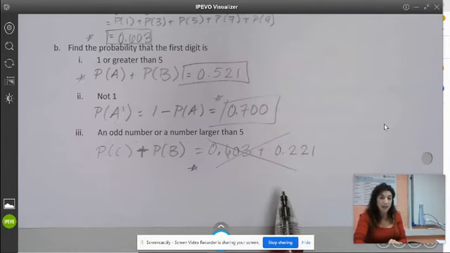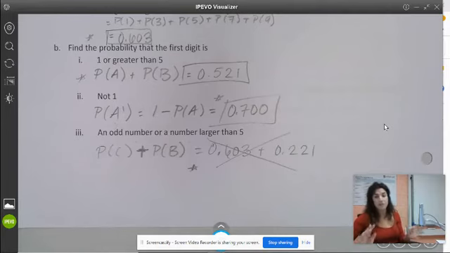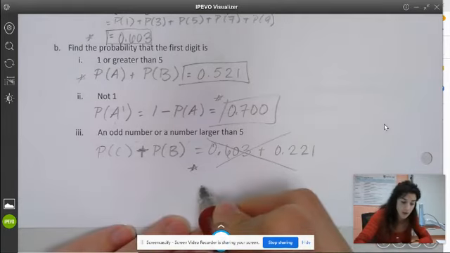So these two events are not mutually exclusive. These are events that overlap in a way. And so you can't just add like that. We do have a formula that we will be learning in future lessons, but we are just focusing on something small today at the beginning of our probability unit. So right now, what I would like you to do is just list out what are the numbers that do fit for this, right? What is an odd number or a number larger than 5?